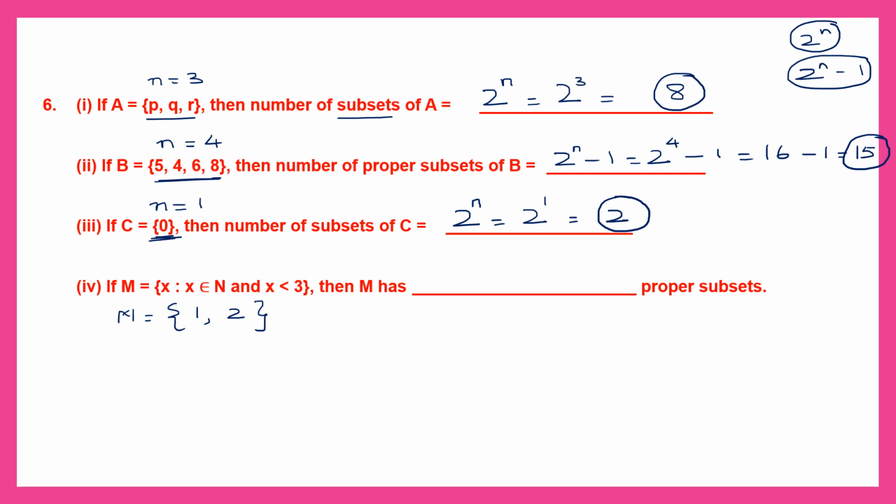Now here they are asking, now that we know M's elements, find out how many proper subsets M has. So to find the proper subsets, what is the formula? 2 to the power of n minus 1. And n is how much we found out here? There are 2 elements, n is 2. So 2 to the power of 2 minus 1. 2 to the power of 2 means 2 into 2, which is 4. 4 minus 1 is 3. So what is the answer here? M has 3 proper subsets.